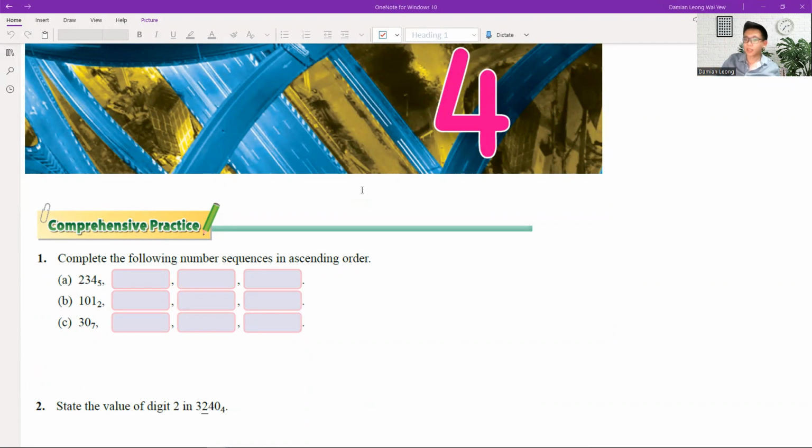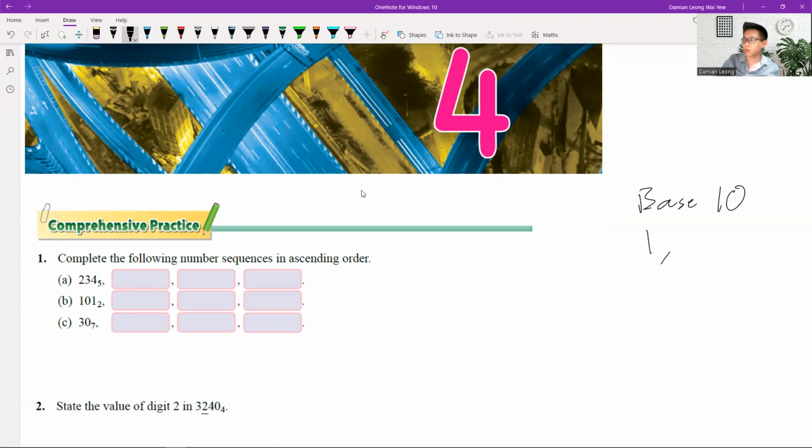The basic numbers that we always use, 1, 2, 3, 4, 5, 6, 7, 8, 9, 10, 11, 12, 13, and so on, are actually numbers in base 10. So your 1, 2, 3, 4, 5, 6, 7, 8, 9. After 9 is 10.